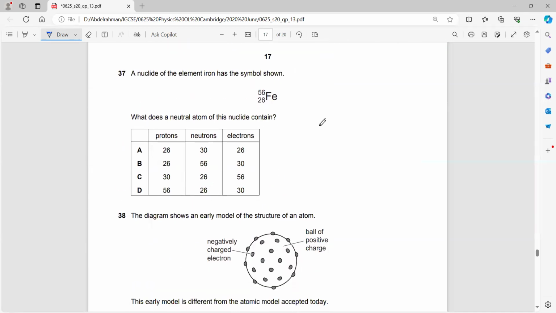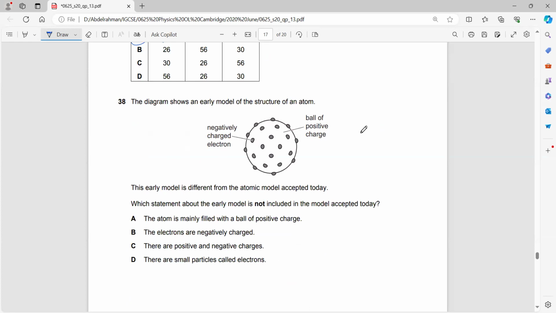A neutral atom has to have the same amount of protons as electrons. And the neutrons would be basically 56 minus 26, which is 30. So it is A. Yes.